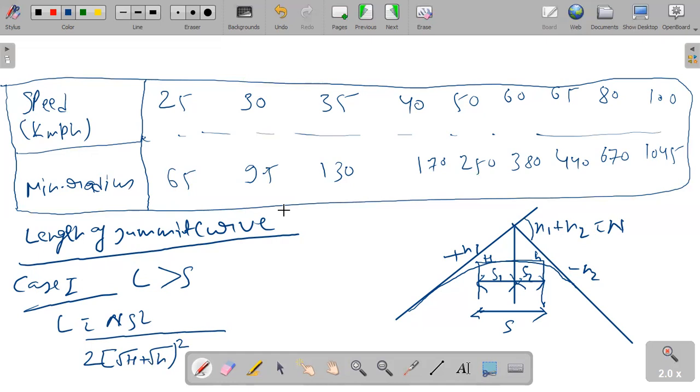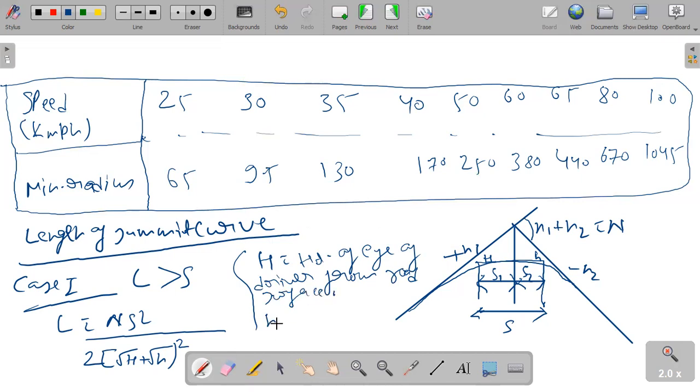This is our formula for when length of curve is greater than sight distance. Here H is the height of eye of driver from road surface, and small h is the height of object above pavement surface.